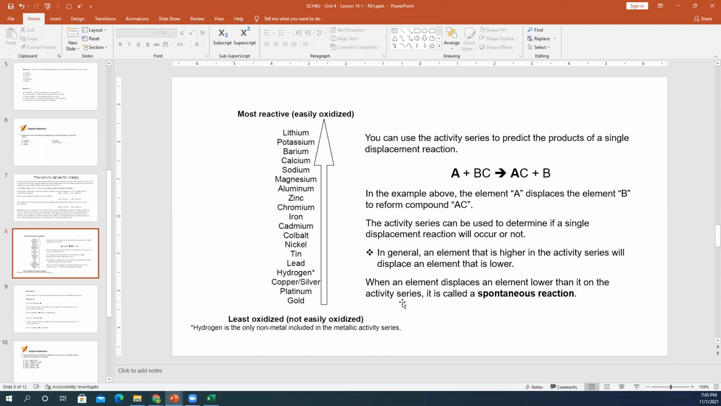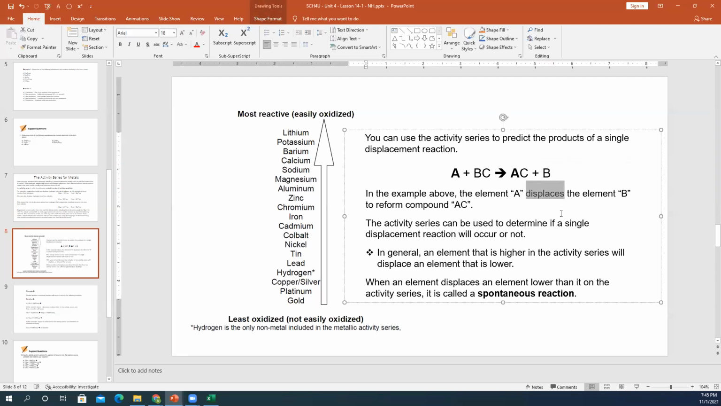You can use this activity series to then predict the product of a single displacement reaction. For example, you may have some general reaction, A plus BC goes to AC plus B. And in this example, the element A, as you can see, is displacing B. It's pushing B out to form AC. Itself is getting in there with C and is pushing B out. It's displacing B out of solution to form AC.